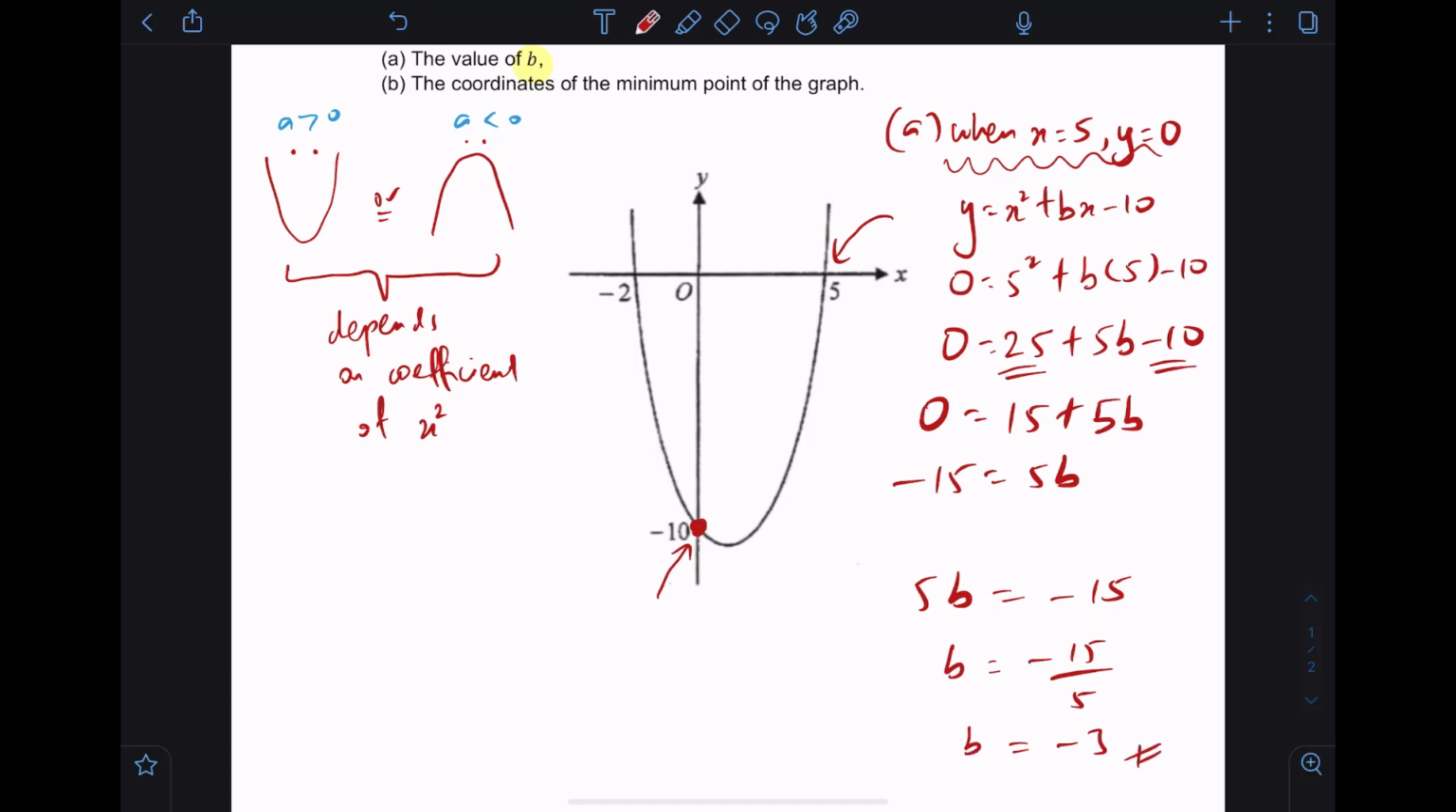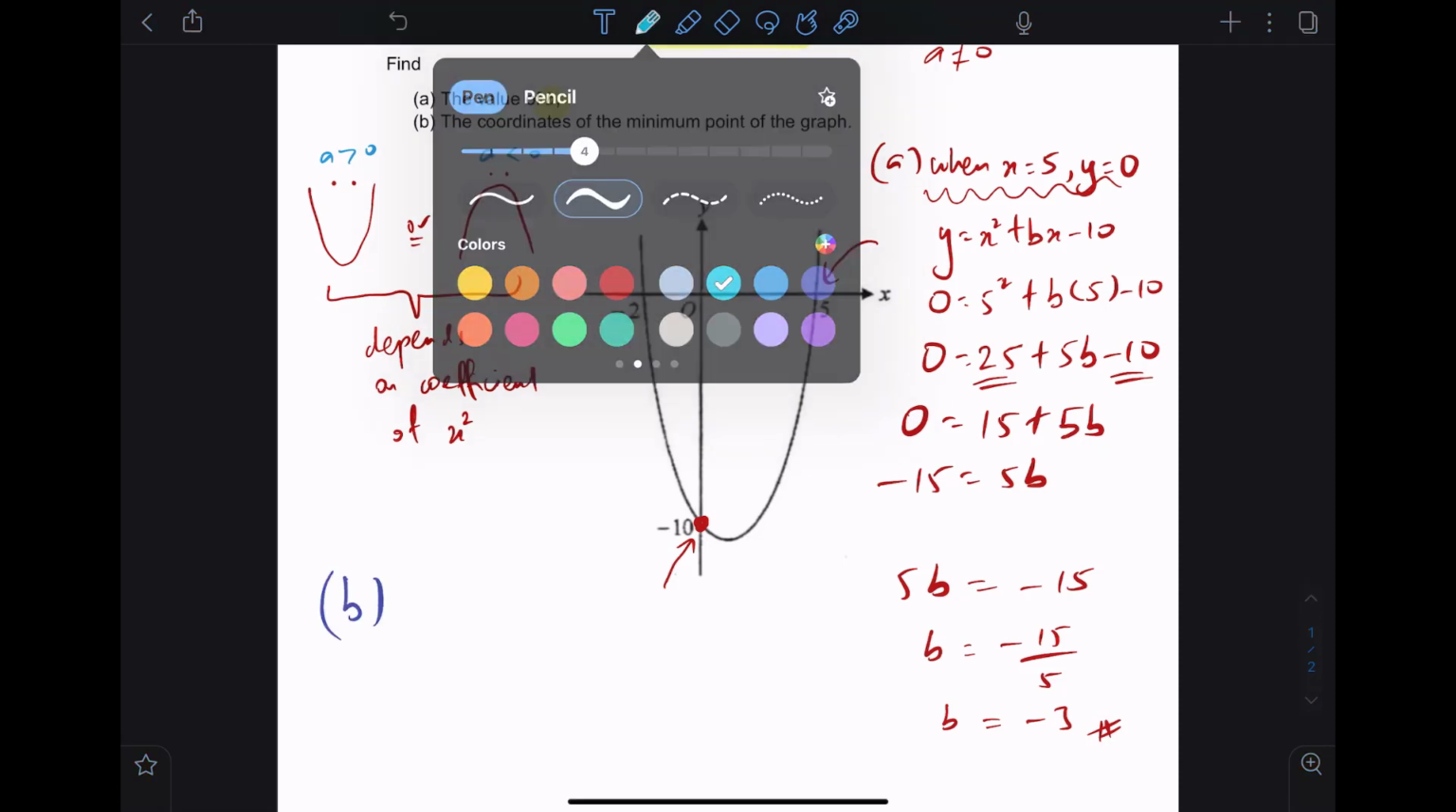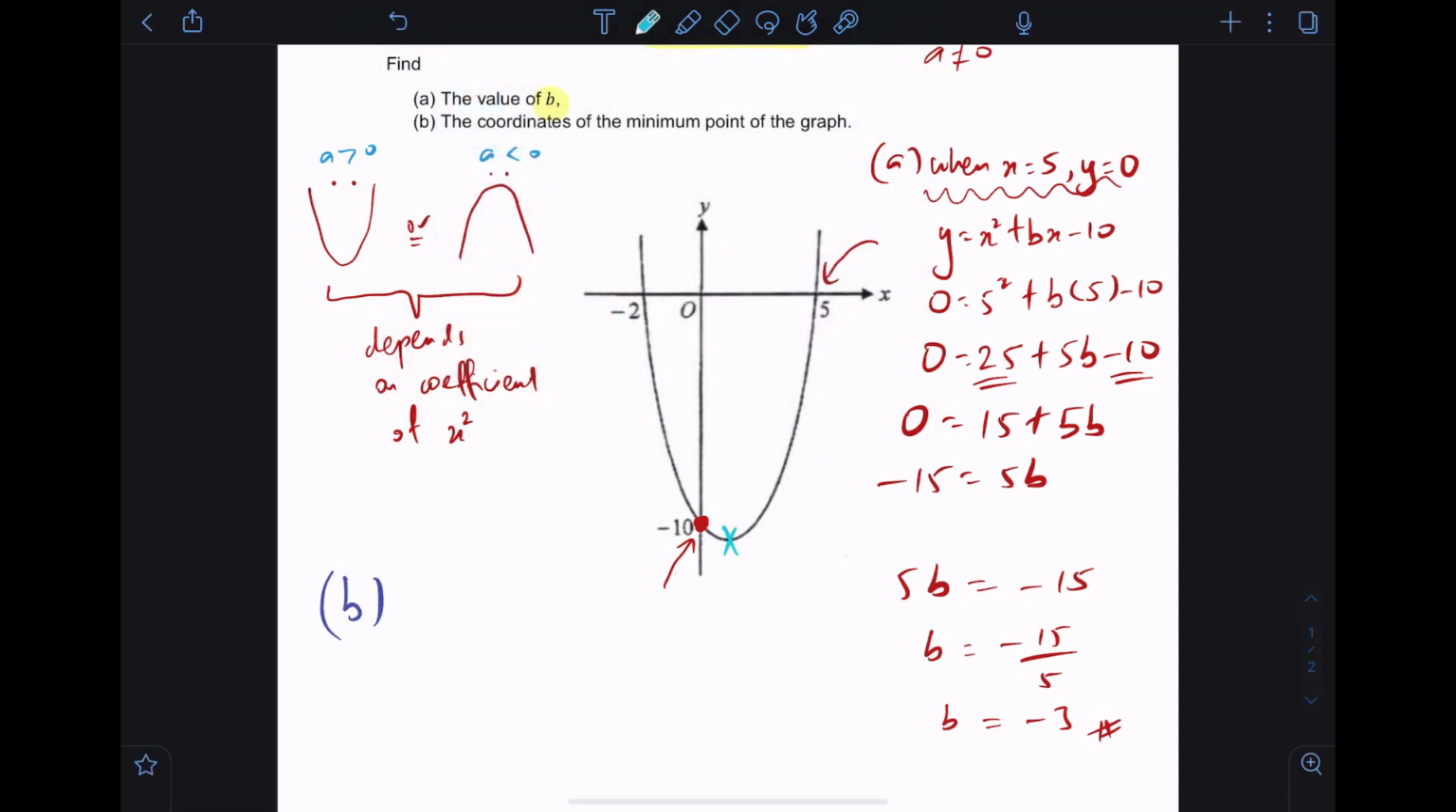Now the way to check your answer is to use this other point here. Go ahead, use this point now and pause this video, check your answer. Alright, so let's move on to part B next. Find the coordinates of the minimum point. The minimum point is over here, at the bottom.